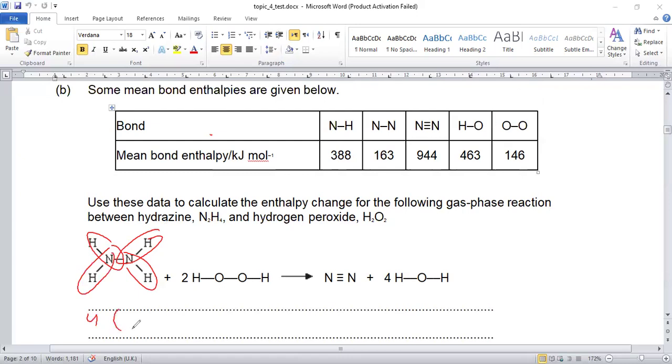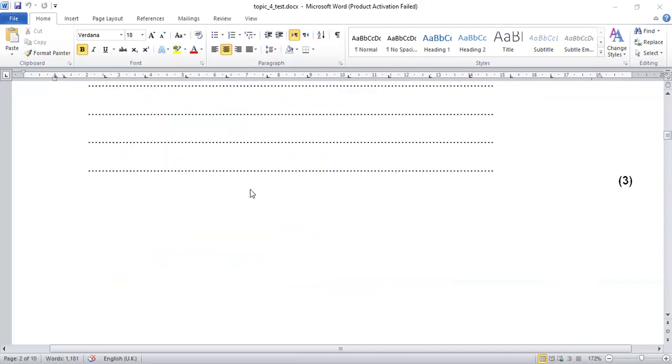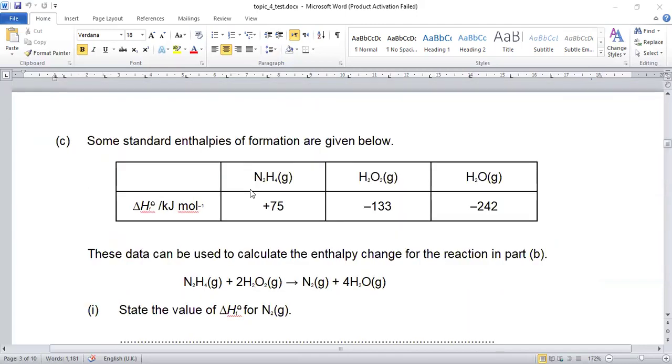Four times 388 plus N bond 163 plus the answer minus 789. Okay, minus delta H, minus 789. You can score it and save it for the following calculations.